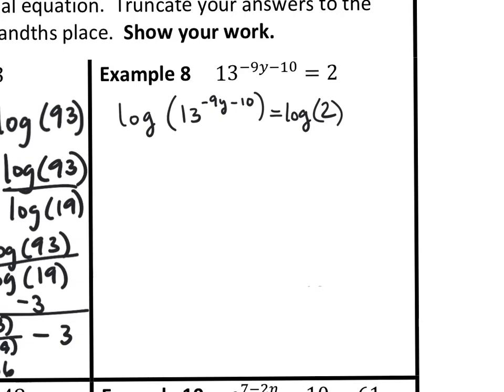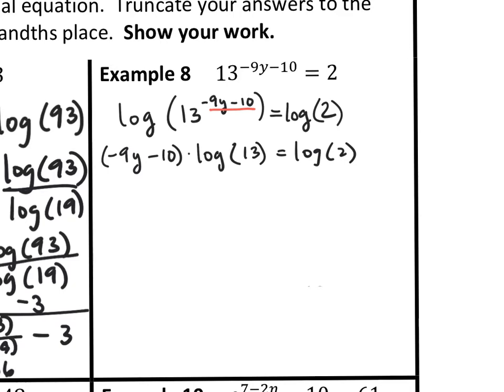Okay, and the reason we want to do that is because we can use the power rule for logs to bring down the exponent. Because where's the variable that we want to solve for, right? It's up here. So we want to be able to bring this exponent down, and the only way to do that is to use logs. And so let's take this exponent that I underlined, and let's move it to the front. It's going to be negative 9y minus 10 times log of 13 equals log 2.